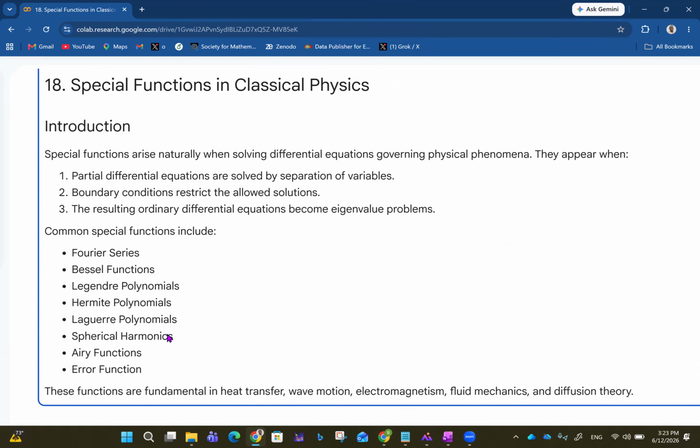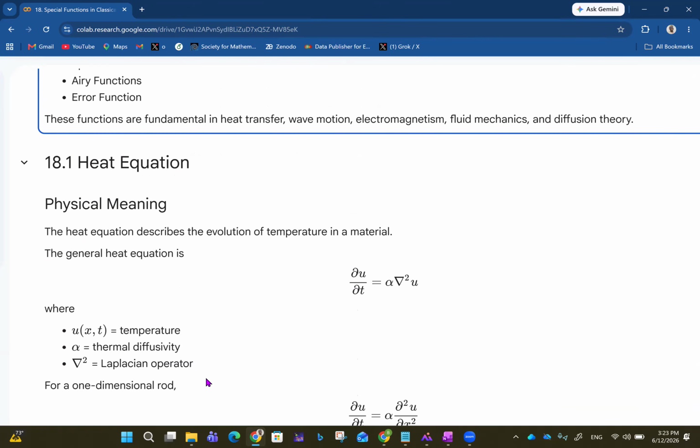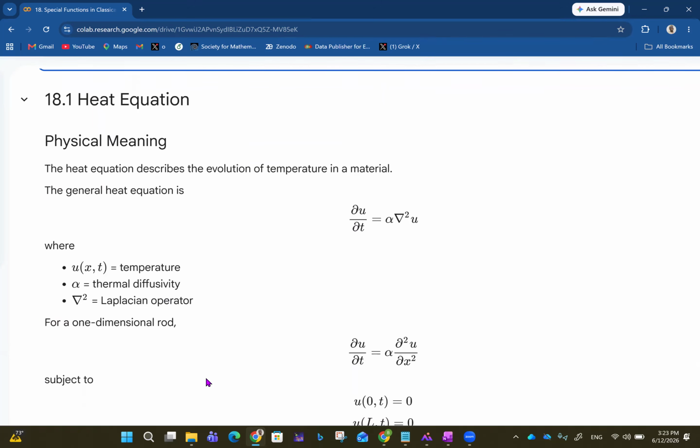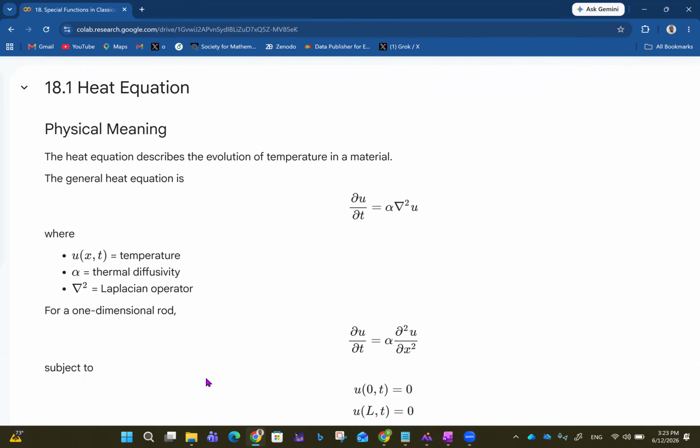Now, of course, there's a video explaining each of these special functions in some depth already. So let's look at the heat equation, as we are looking at special functions in classical physics. One thing we encounter in classical physics is the idea of heat, and we have the heat equation, which is a partial differential equation.